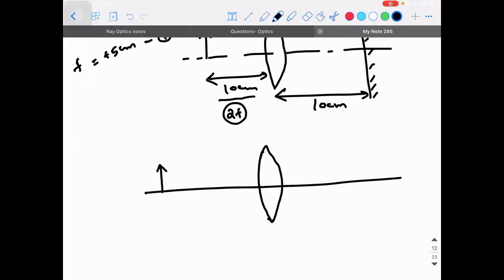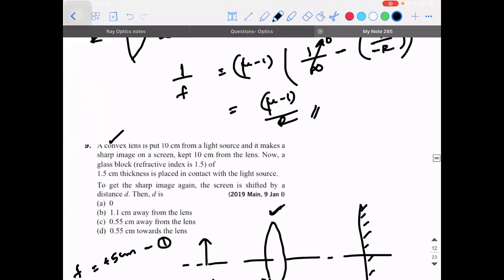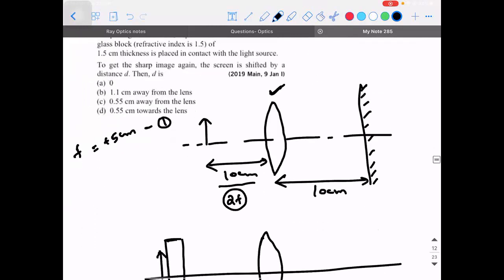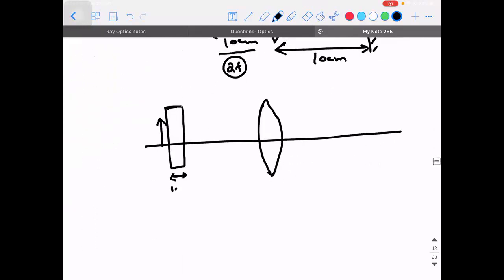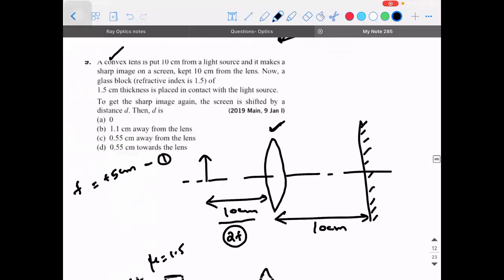Now I'm going to ask you a question. There is a glass block of refractive index 1.5 and 1.5 centimeter thickness. It is kept in contact with the light source. Okay, accepted. Now the screen is shifted. This is where we need to be careful. Is the screen shifted towards the lens or away from the lens? Or else you will not understand whether to take the minus sign or this.